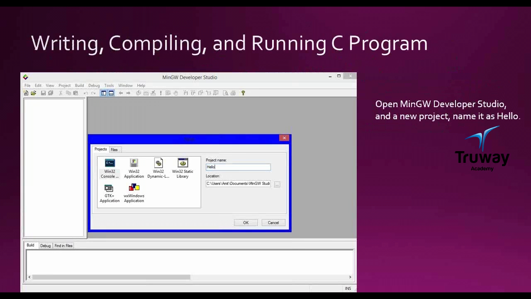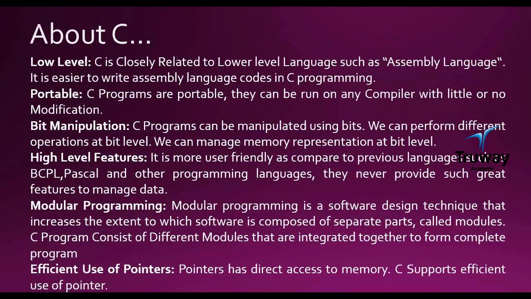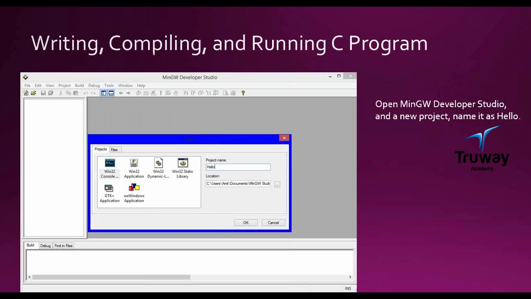So here I'm using a free software called MinGW Developer Studio, which means Minimalist GNU C++ Studio. We can download it from the internet free of cost. We have to start the software, and choose a new project where I can select the Windows Win32 console application, provide the project name, and then click OK.